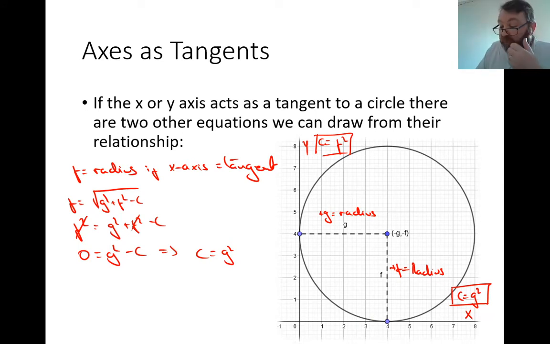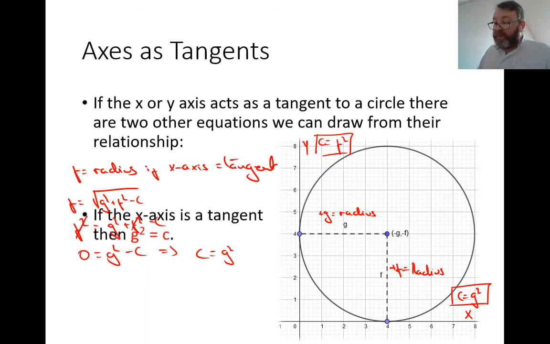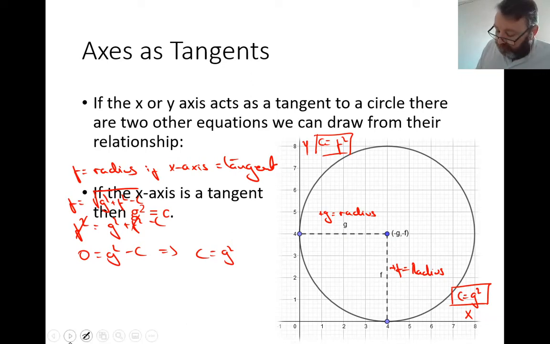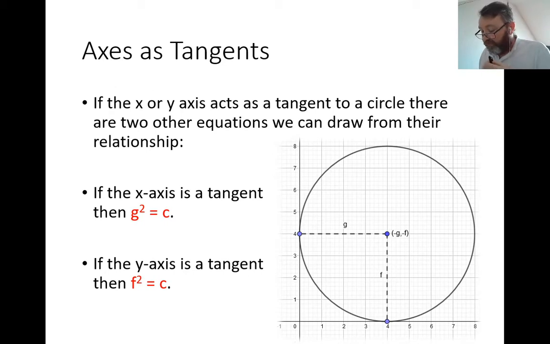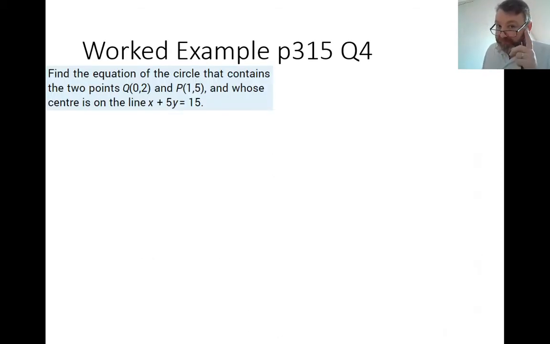In fact, you don't have to know how to derive these things, but you do have to remember the relationship. If the x-axis is a tangent, c equals g squared. If the y-axis is a tangent, c equals f squared. Both of those are extremely important when it comes to using the information we're given to build equations in 3 variables. So I just thought I'd do that with you before I move into the questions themselves. Now, let's hit the questions. But before that, as we said already, if the x-axis is a tangent, c equals g squared, and if the y-axis is, then c equals f squared. Remember that, it's extremely important.